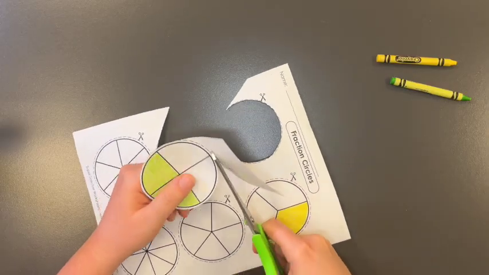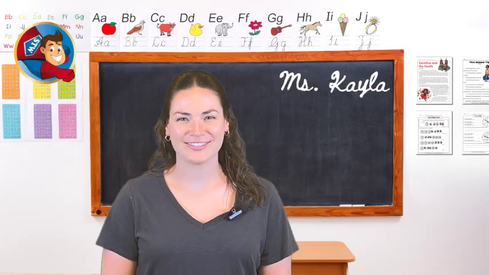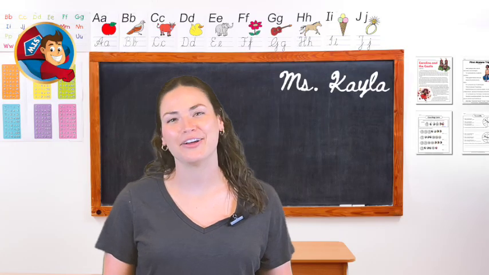Once the fraction circles are colored and labeled, have your students cut them out and save them in a baggie labeled with their name. These fraction circles will be a handy tool throughout your entire fraction unit.